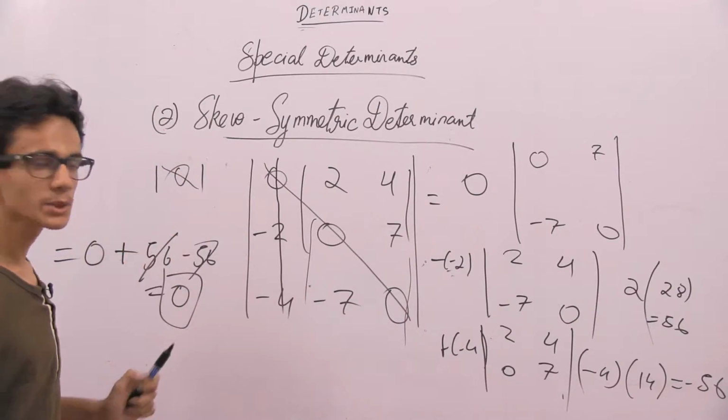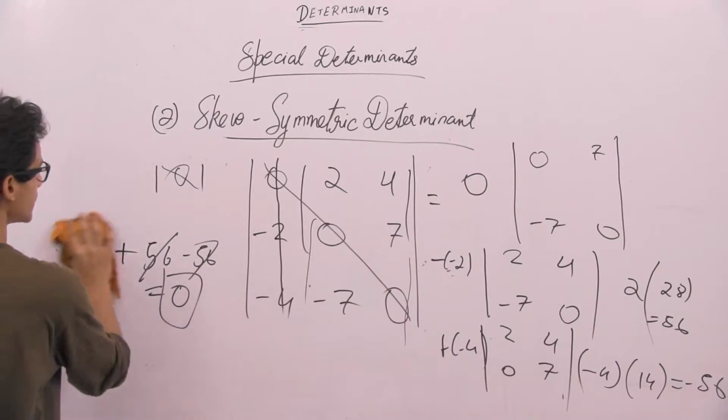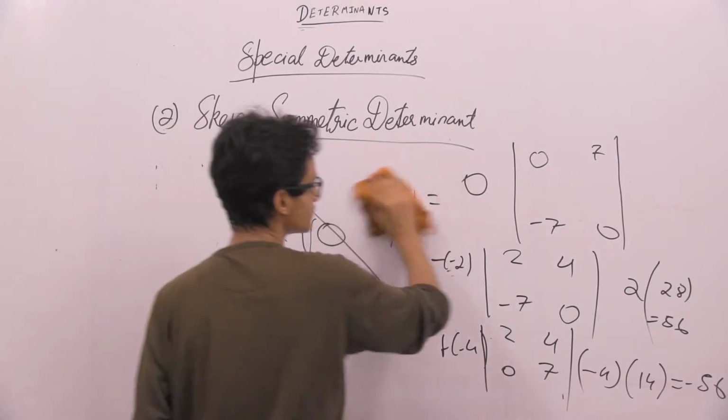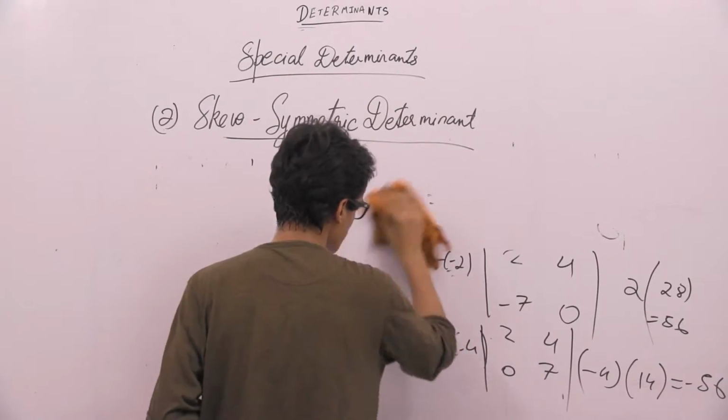For order 1 it was 0, for order 3 it was 0. So whenever the order is odd, in a skew symmetric determinant, the value of the determinant comes out to be 0. Now let's take one more example.